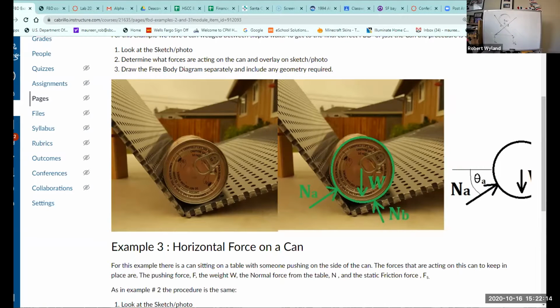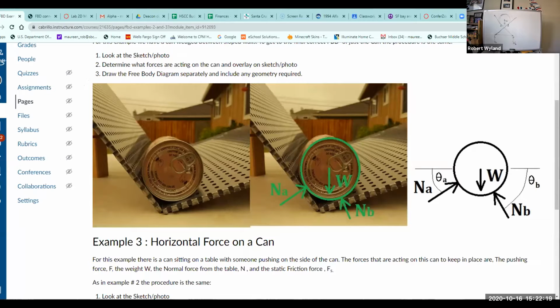Can you guys see this? Because it seems to keep disappearing on me. The diagram there, I can see it. Okay, so it's pretty straightforward. This is very simple. Again, this would be your sketch. You can draw right on top of the sketch, but your free body diagram is going to be this thing over here on the right.